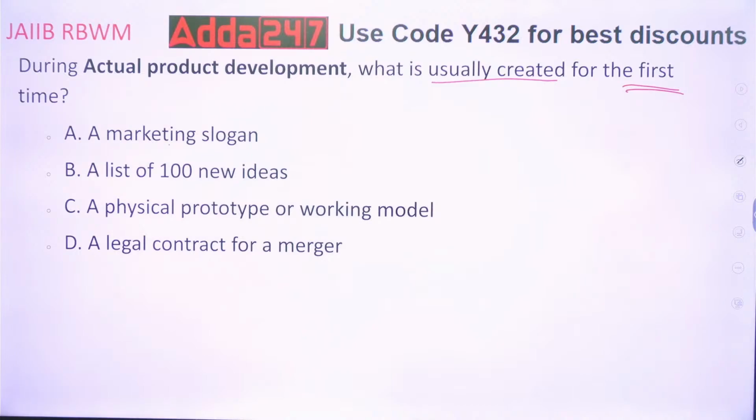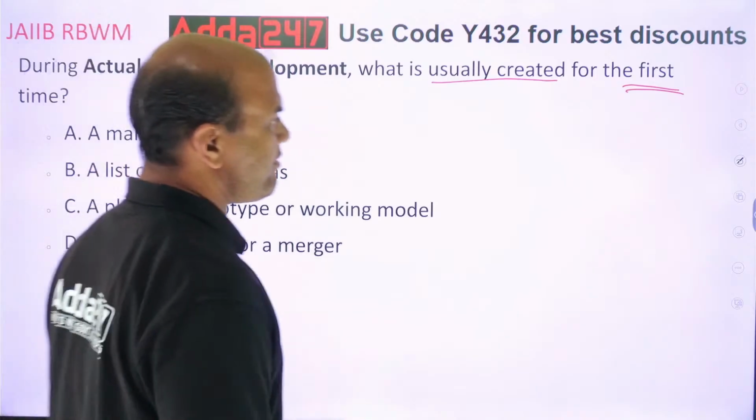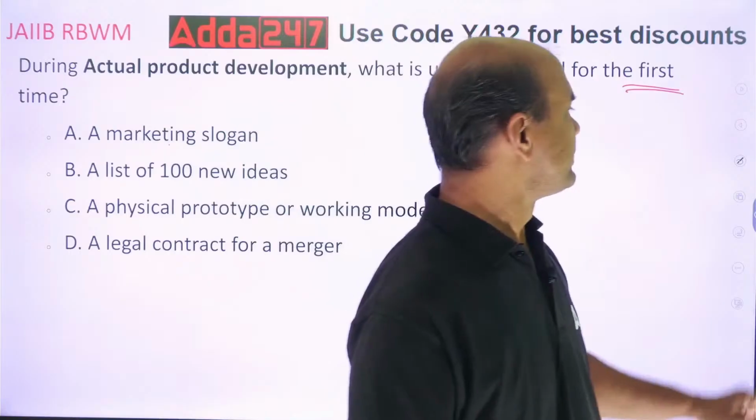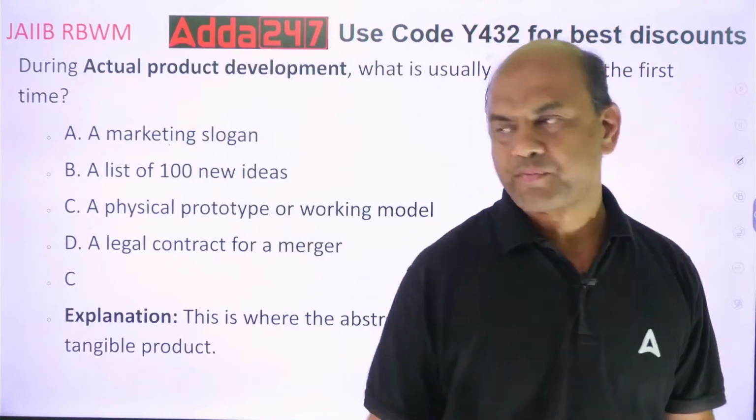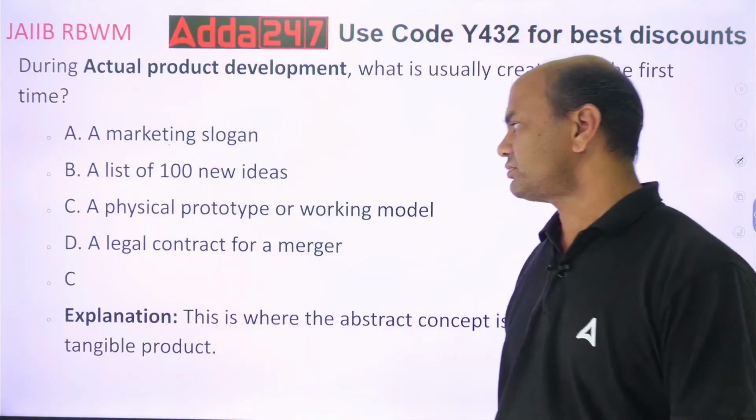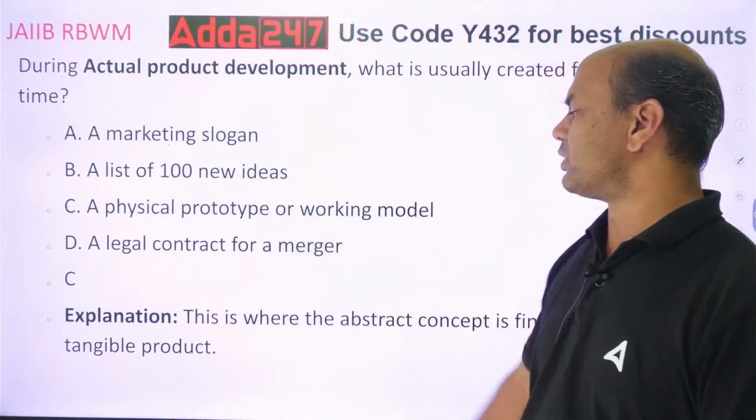Yes, I want to sell a machinery. So if I want to sell a machinery, I must first prepare the machinery, right? Otherwise, how will I sell? Isn't it? So the answer is C. A physical prototype or working model.